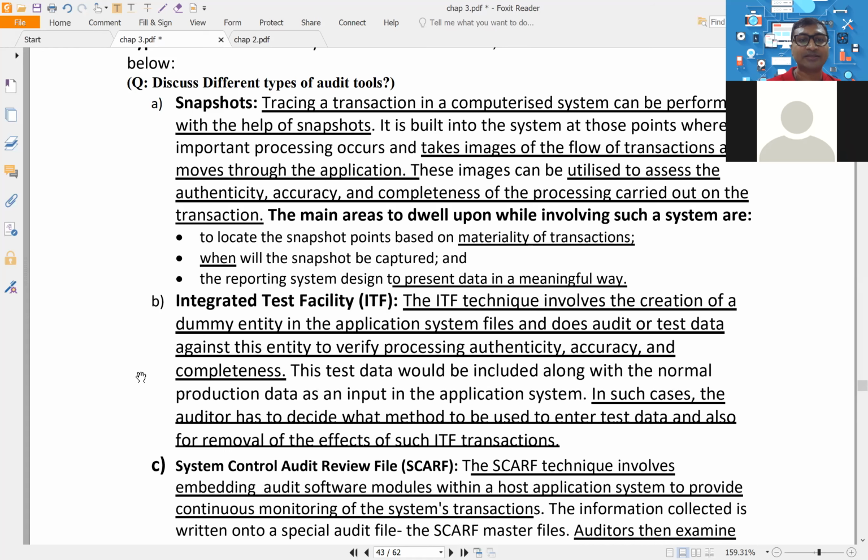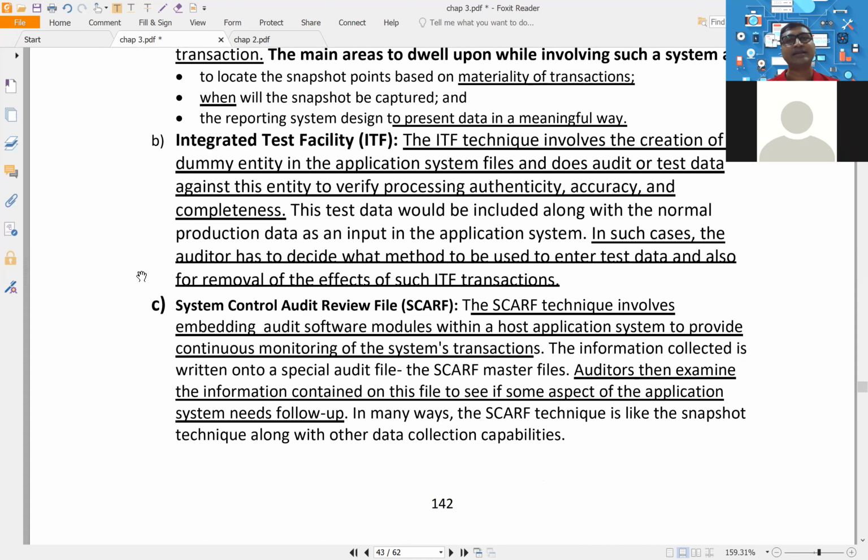Integrated test facility. Now I have given you an example of Tally. If you remember, in Tally we create dummy ledgers, and then we pass dummy entries to verify the integrity of the data features. That was integrated test facility, creating dummy ledgers. That was the main feature, dummy.